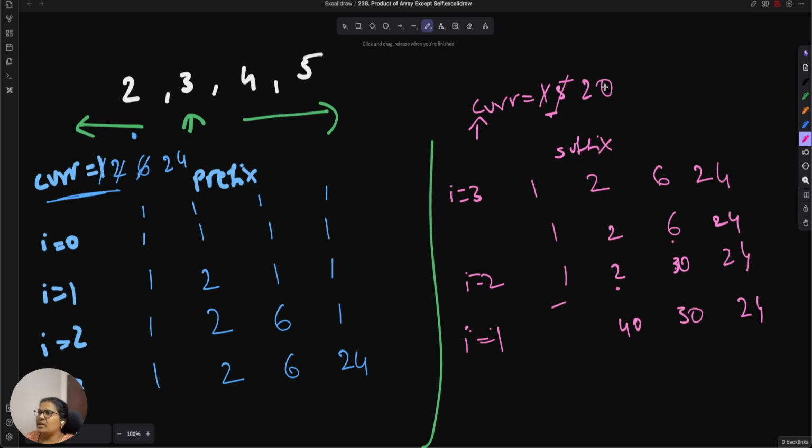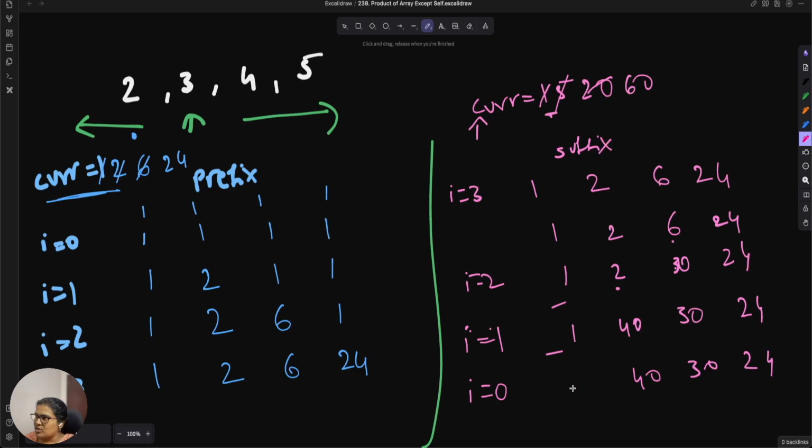So at this point, the product of suffixes is 60. It is 5 into 4 into 3. This we are not processing in this iteration. Now, when i equals 0, we are not touching this. We are processing this value.